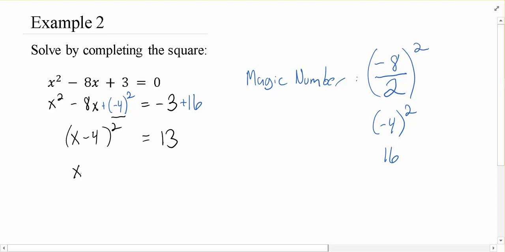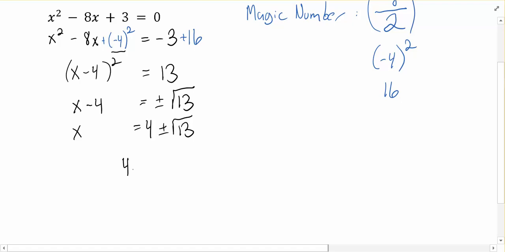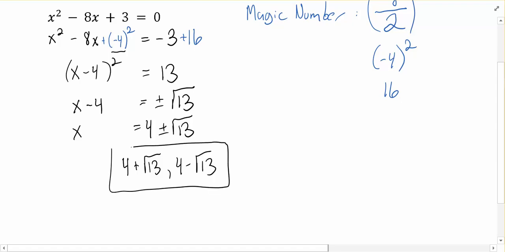And so at this point, we can use the square root property, which says to take the positive and negative square root of both sides, and then add the 4 to the other side. Now again, as far as the homework system is concerned, this is 2 separate answers. It's 4 plus root 13 and 4 minus root 13. But there we go.